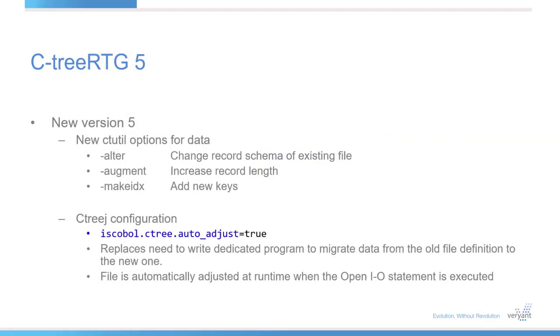Version 5 of c-treeRTG is here. If you're using version 3 files, they're fully compatible, no migration needed. They can be read and processed by version 5 as is. This version makes it easier to modify your files.